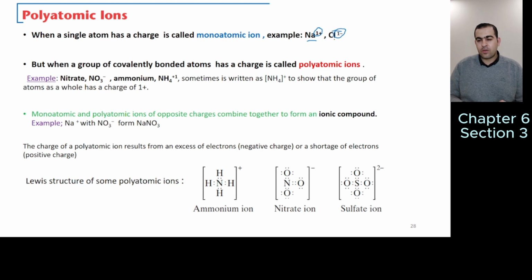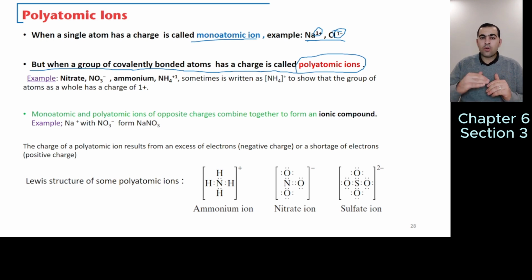Chlorine is going to have a negatively charged ion. So when a single atom, only one atom, has a charge, it's called a monoatomic ion. That's easy. What about polyatomic ions? When a group of covalently bonded atoms has a charge, it's called a polyatomic ion. Pay attention: a group can be two or more atoms, but covalently bonded atoms.